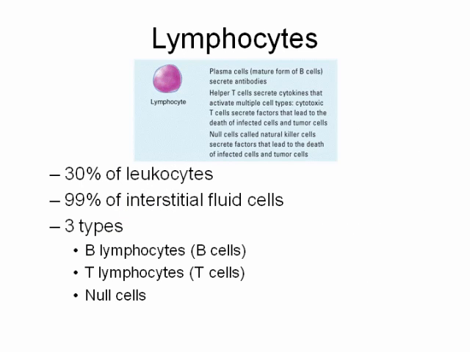Lymphocytes are a special subgroup of leukocytes that live within the lymphatic system. They represent a fairly large proportion of leukocytes, and they are 99% of the cells that you find in interstitial fluid. There are three major types: the B lymphocytes, which, as I said, mature in the bone marrow; T lymphocytes, which mature in the thymus gland; and then null cells.